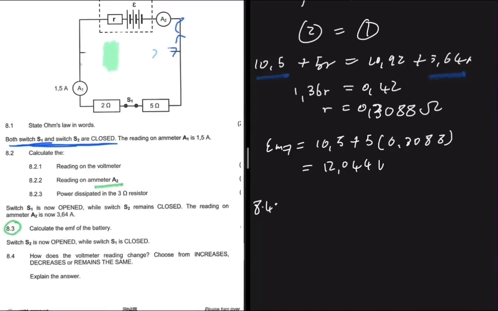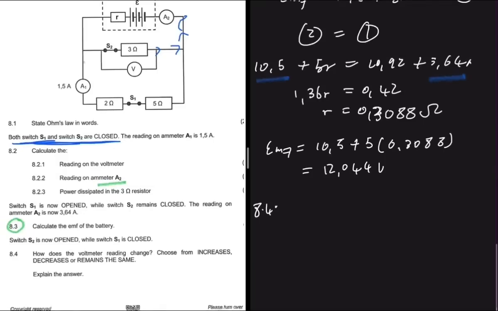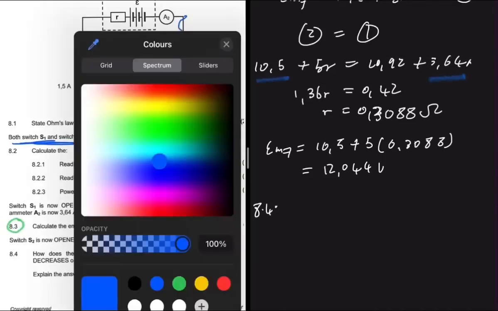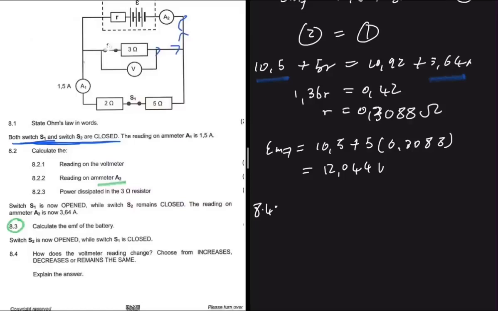How does the voltmeter reading change? Actually, let's not erase it because now we cannot see our voltmeter. So let's just erase S2 alone. There we go. How does the voltmeter reading change? Choose from increase, decrease, or remain the same.